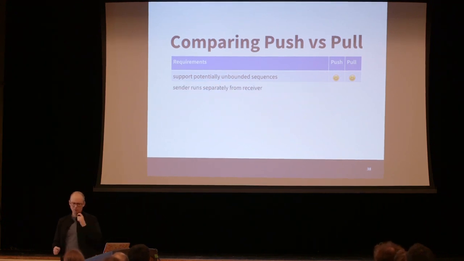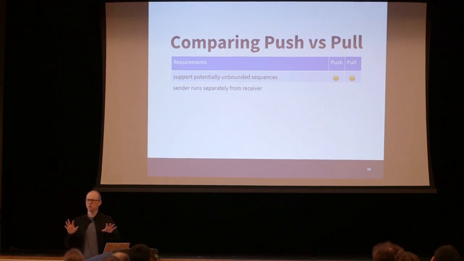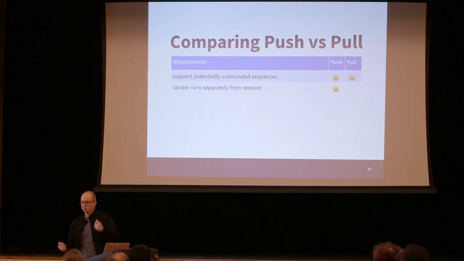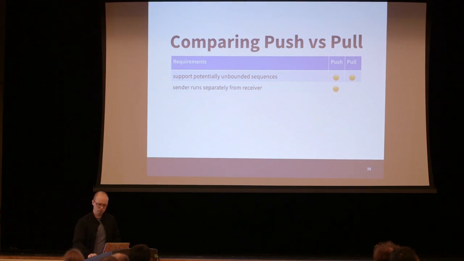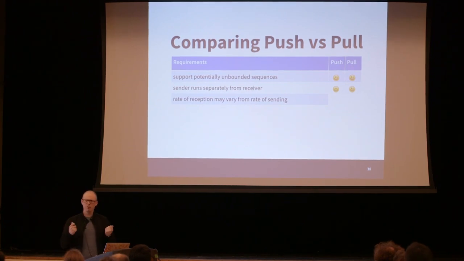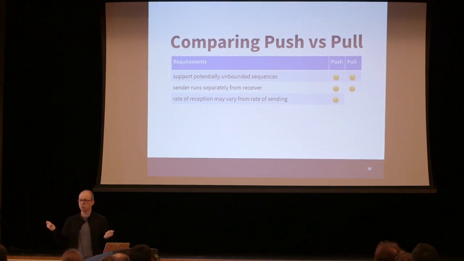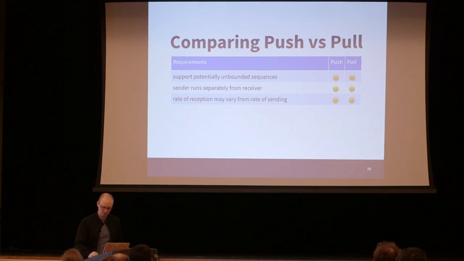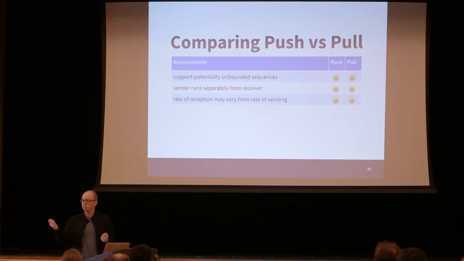But we also want to be able to get the sender running separately from the receiver. We don't want to lock them together. That works. You just push, right? Push still works. Still works with pull as well. So how can we vary the rate of reception from the rate of sending? Can we support that? Sure. You just send. If I can't receive it, I'll just drop it, right? I run at a different rate than you, I just drop your stuff. Same here. You can pull information, the sender can pull. If the sender is faster, that doesn't matter because you didn't pull any information.